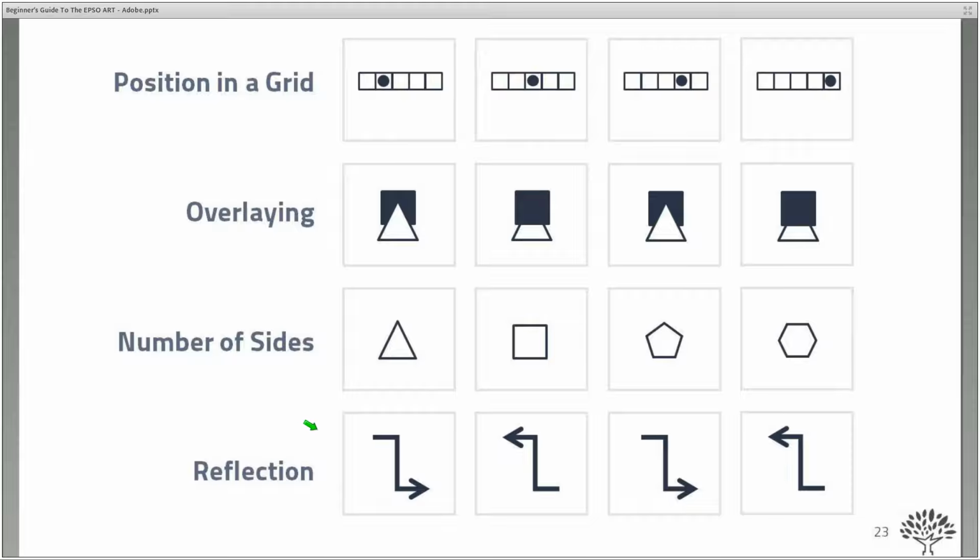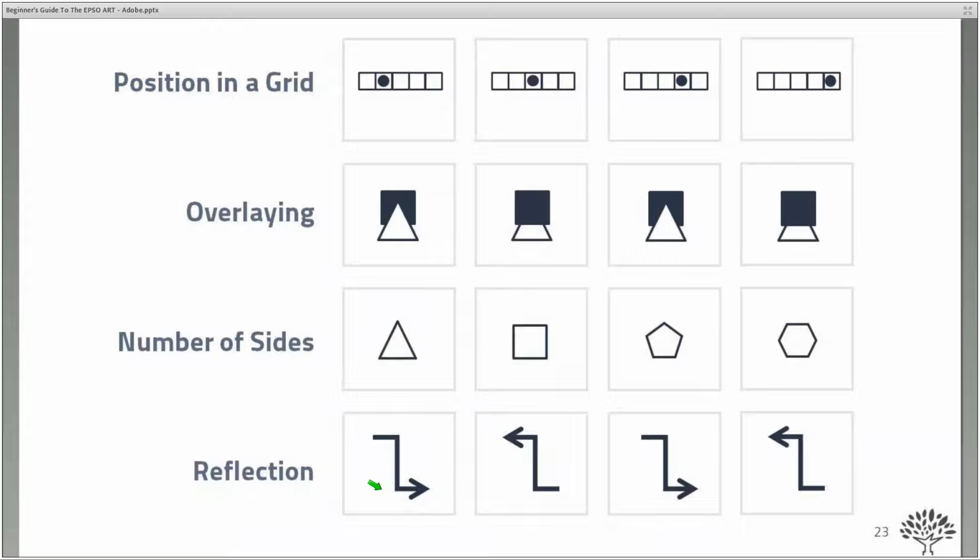And reflection. In this one, we've actually used diagonal reflection, which means that it's effectively rotated as well. But for example, this arrowhead here in the next frame could point this way instead. That would be one way of reflecting it. Or it could reflect this way, so the arrowhead's up here, the tail moves down here.